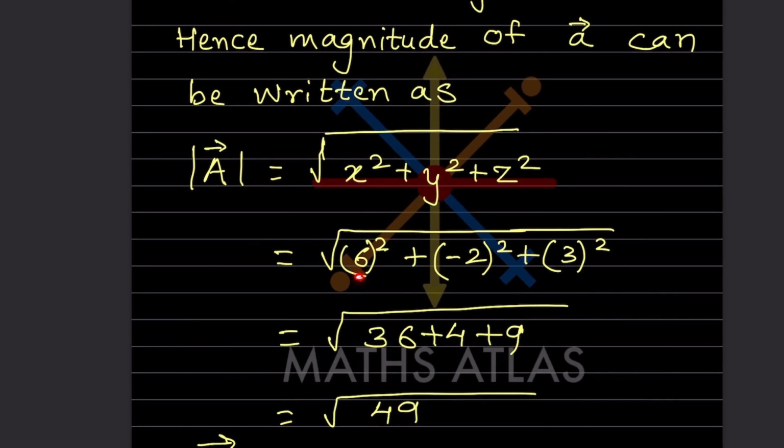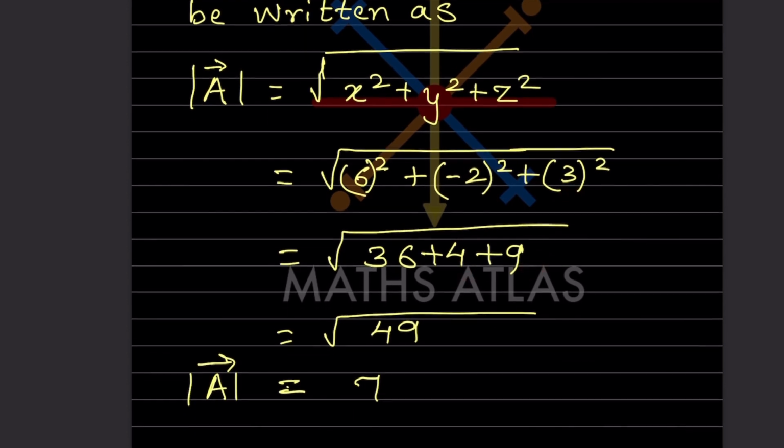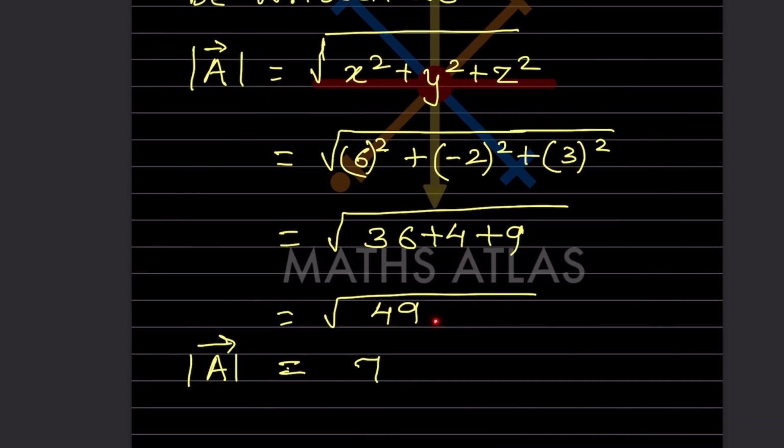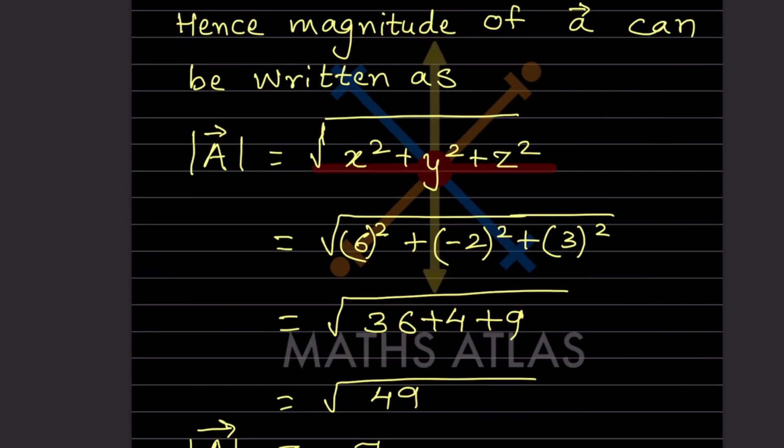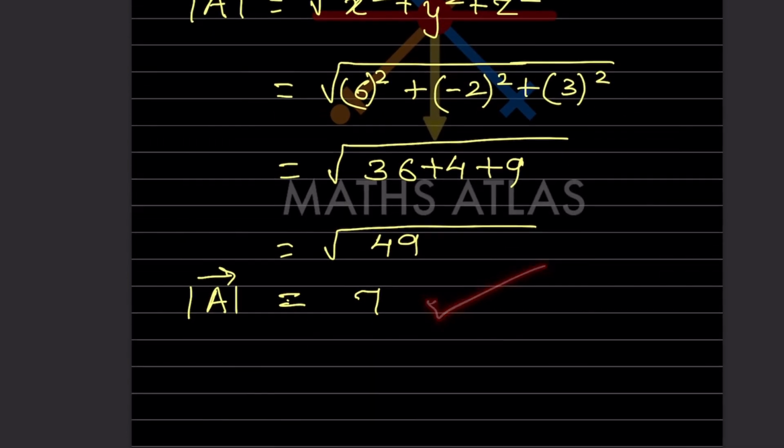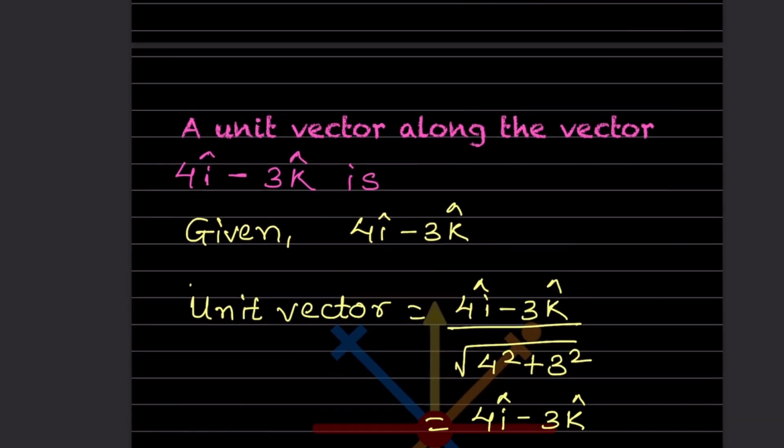So now this will be the root of 36, plus 4. This is going to be positive because this is an even power: wherever we have the negative sign, an even power means it is always going to be positive. And this is 9. So when you add this, it is the root of 49. So the magnitude of the vector, the answer, is 7. That's what they asked, the magnitude of the vector. So the root of 49 is 7.